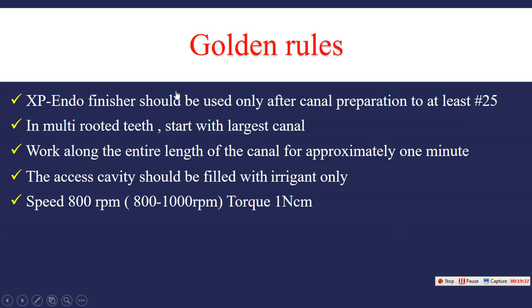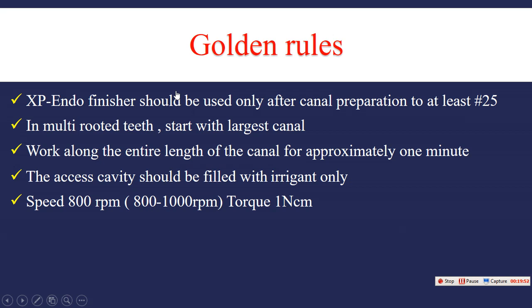25 meaning the preparation is at least 25. As we know, the maximum preparation by the shaper is 25 to 30. So we cannot use the finisher before the preparation reaches this core diameter.